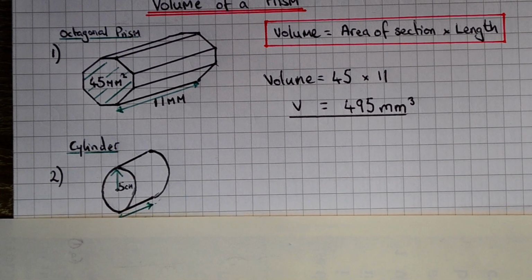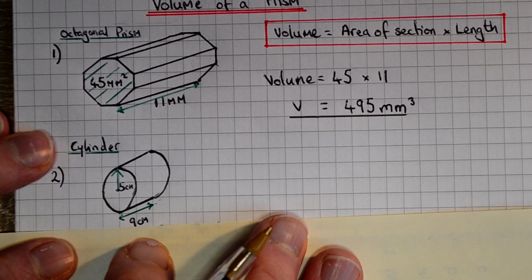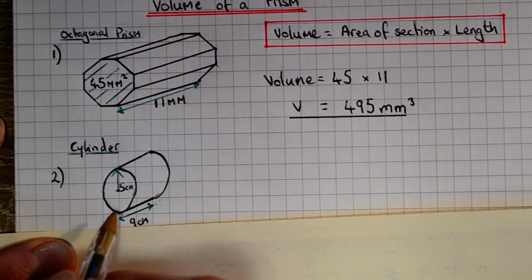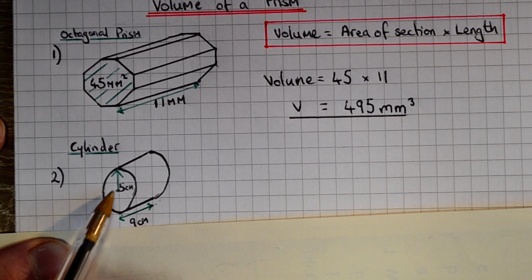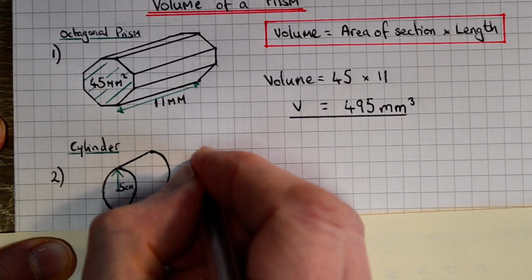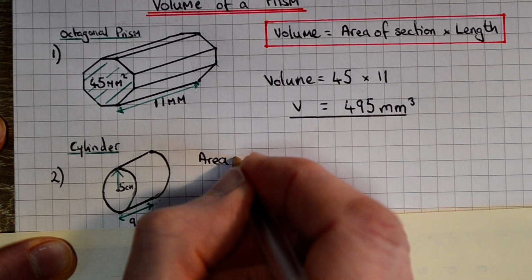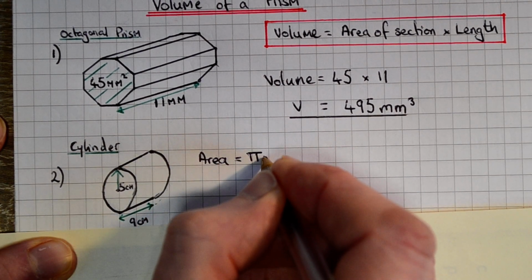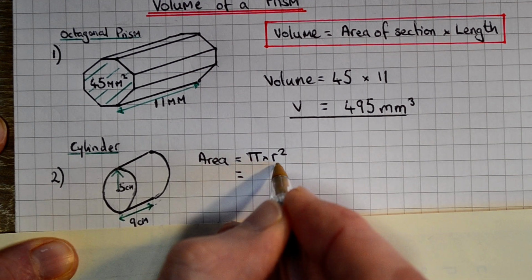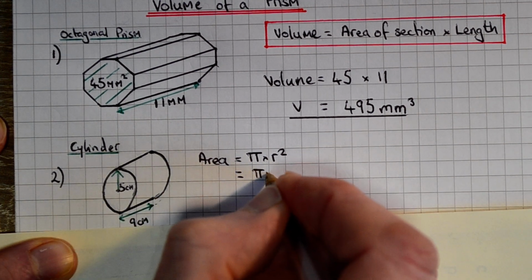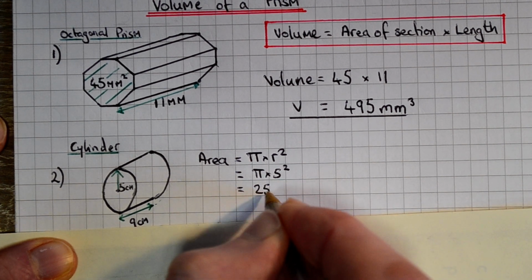Let's have a look at another example. Here we've got a cylinder. We're not told the area of its section on this one. We're told its length, but we can find the area of the section because we're given the radius. So it's a cylinder, which means this section is a circle. So the area of the circle equals pi times the radius squared. So that equals, the radius is 5, so you can write that as 25 times pi.